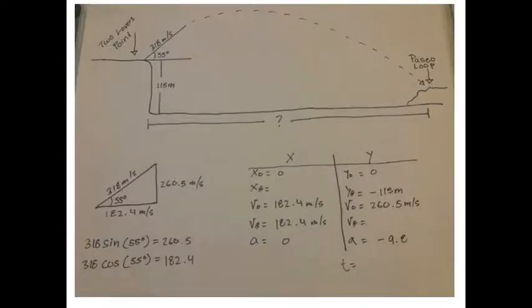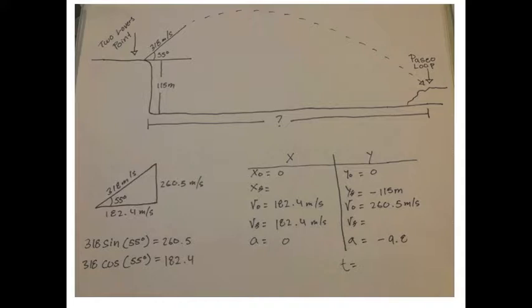We started by drawing a diagram of Two Lovers Point facing towards Paseo Loop. The list of known and unknown given variables were 318 meters per second for our velocity, the angle of the mortar tube was 55 degrees, and the height of the cliff is 115 meters.